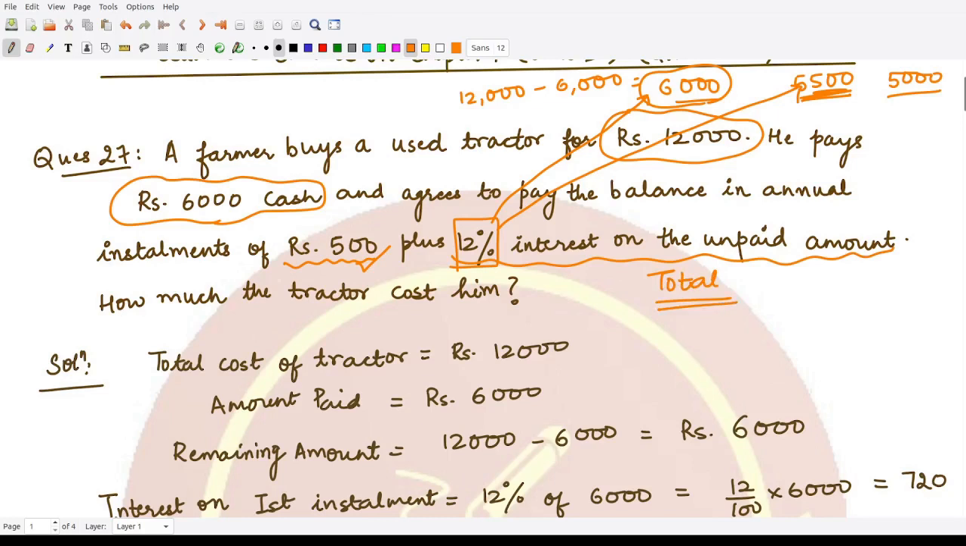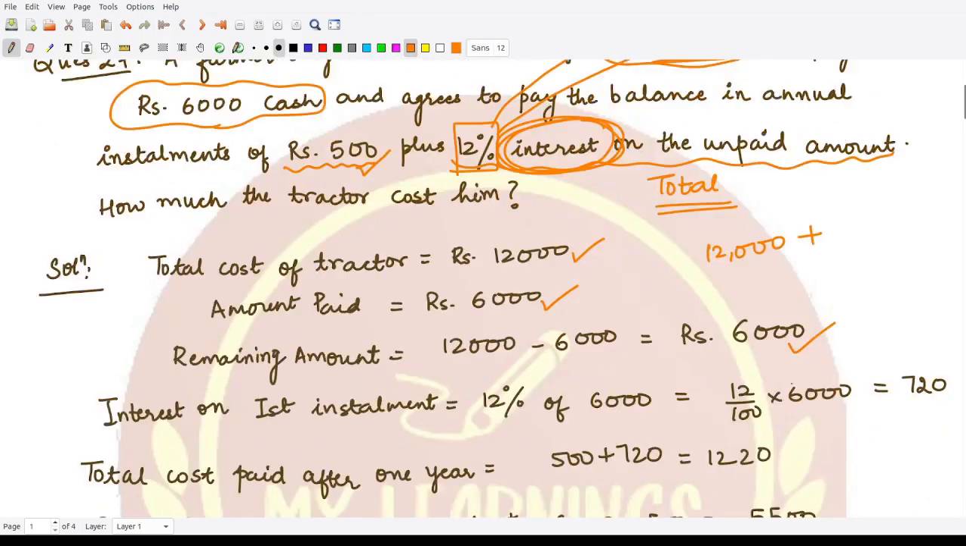In the case of EMIs or installments, the cost which is actually paid is always greater than the actual cost, which is 12,000. Why is this so? Because we have to pay this 12,000, and in addition we also have to pay the interest amount. So we have to calculate the interest amount in this particular case, right? The total cost of the tractor is 12,000, the amount paid by him is 6,000, and the remaining amount is 6,000, as I have told you, right? Now we will calculate the interest on the first installment. Why? Because we want to add up all the interest amounts.